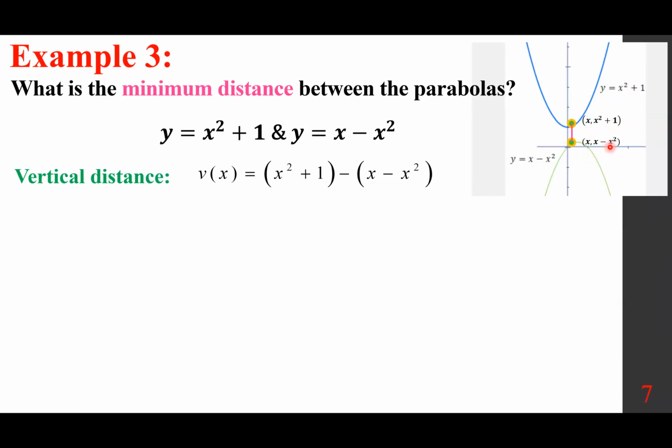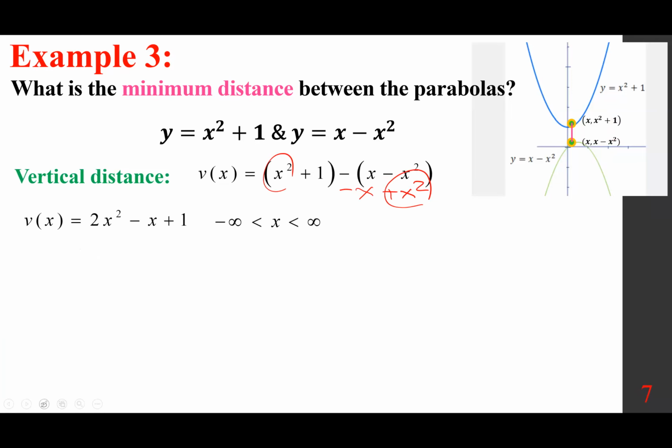X squared plus 1 minus x minus x squared. If you have any doubts, of course, you can again use the distance formula. Okay. So let's rewrite this as minus x plus x squared as 2x squared minus x plus 1. And x can be any number.